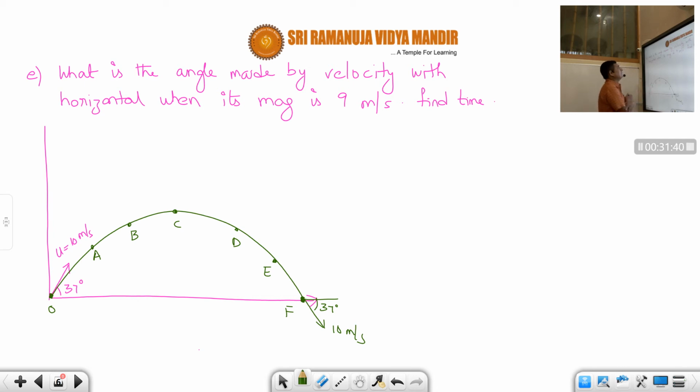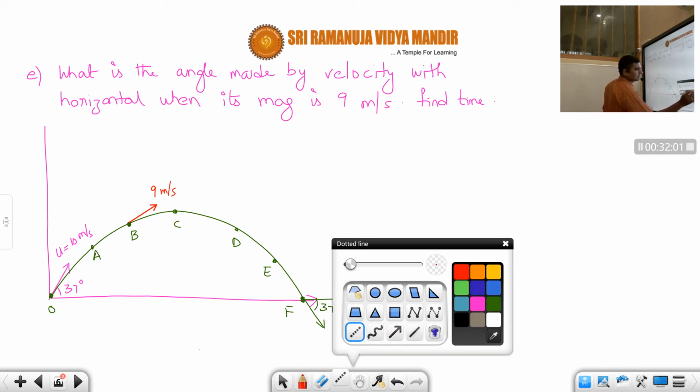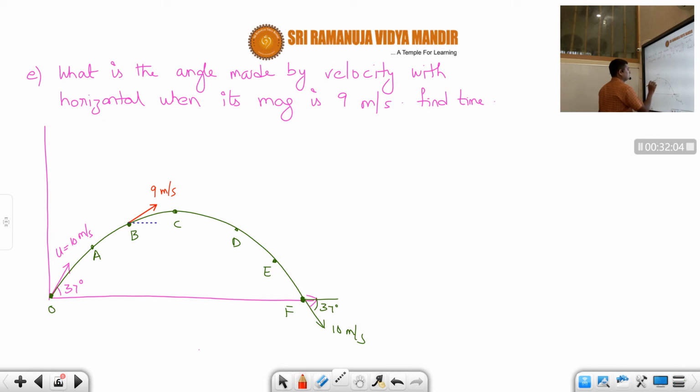Okay. So now they are asking what is the angle made by the velocity with the horizontal when its magnitude, somewhere, let us say at point B, is 9 meters per second. Now it will have two components, correct or not? One is the x component and one is the y component. This is called Vx and this is called Vy. This angle is, let us say, alpha.